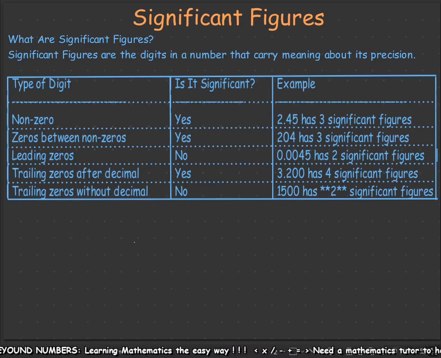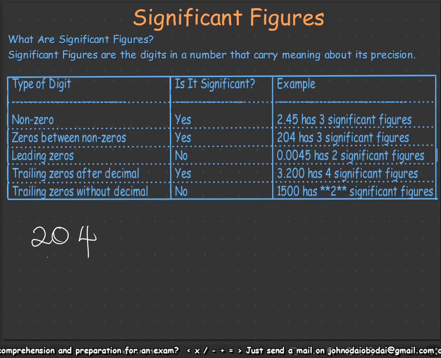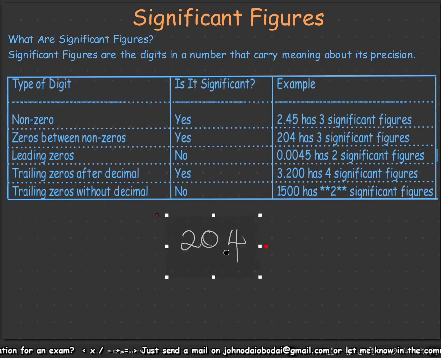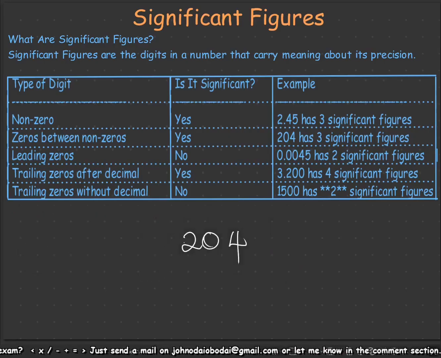Now, the second rule says zeros between non-zero digits are significant. Zeros between non-zero digits, they are significant. This number 204 here, we are saying has 3 significant figures. Why do we say it has 3 significant figures? If we take the number 204, for the first rule, we're able to establish that 2 is significant because it is a non-zero digit. 4 is also significant because it is a non-zero digit.